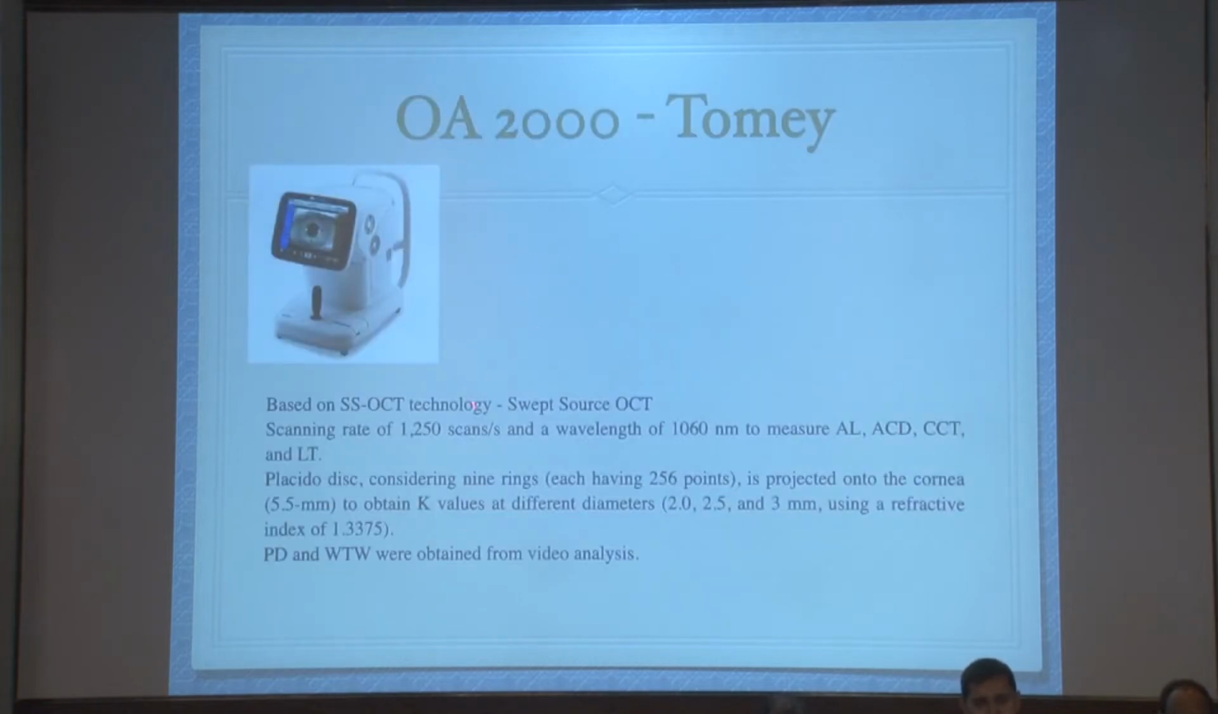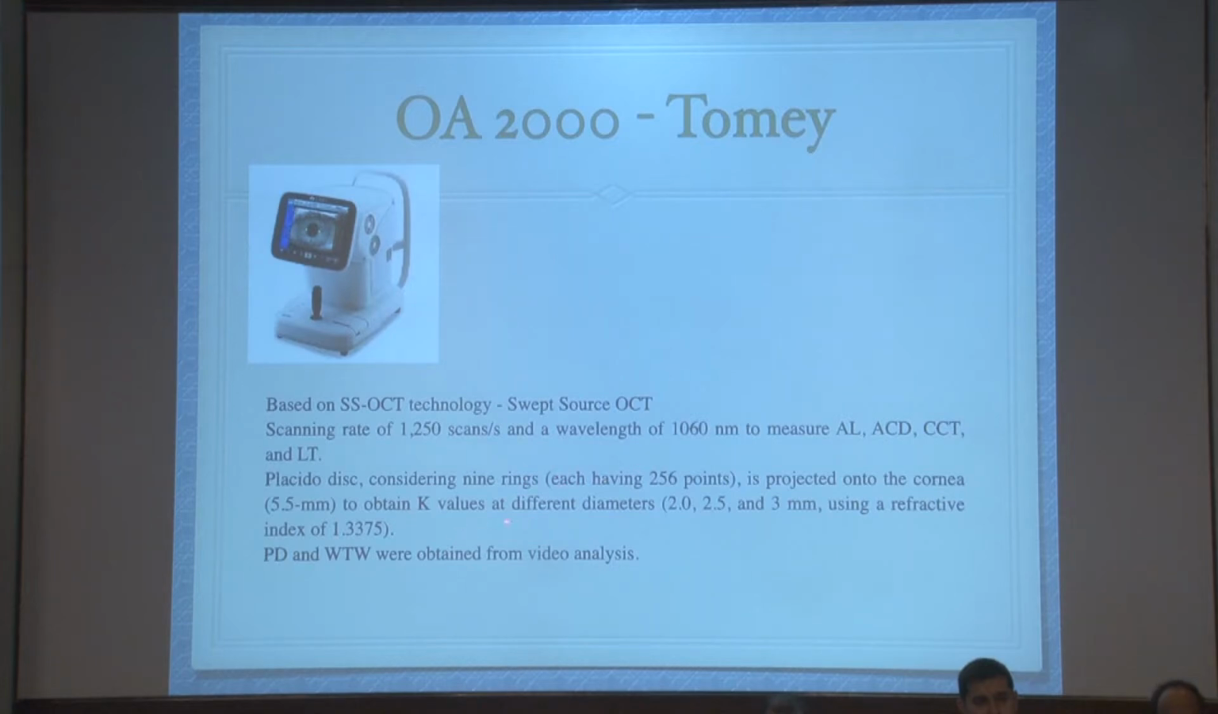Coming to OA2000, personally I'm using this instrument for the last many years. It's also based on swept source OCT. It has a scanning rate of 1250 and uses a wavelength of 1060. It also measures axial length, ACD, CCT, and lens thickness. And it has a placido disc which has 9 rings, so 256 points are there on each ring.